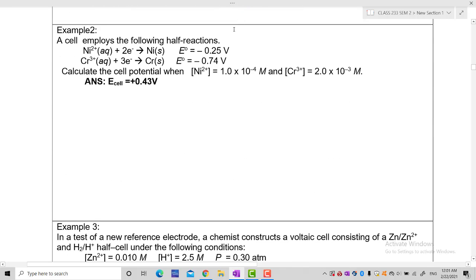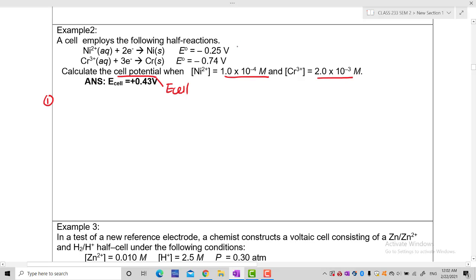So a cell employs the following half reactions, nickel and chromium 3 plus. Calculate the cell potential when nickel is 1 times 10 power negative 4 and chromium is 2 times 10 minus 3 molar. So you can find that the concentration is not at 1 molar for either one, meaning this must be in the non-standard condition. So the cell potential is referred to as the E cell. Alright, okay, now to start the calculation, first, students must write the half reactions and the overall reaction.